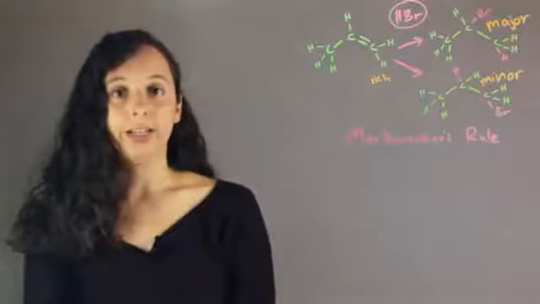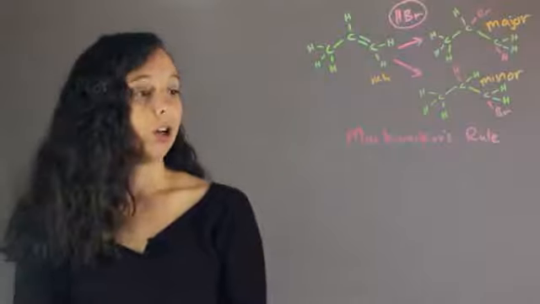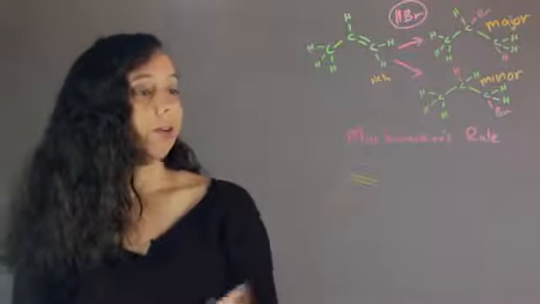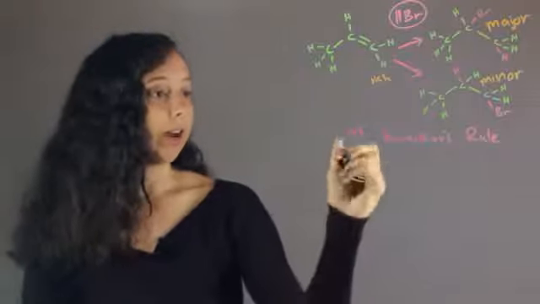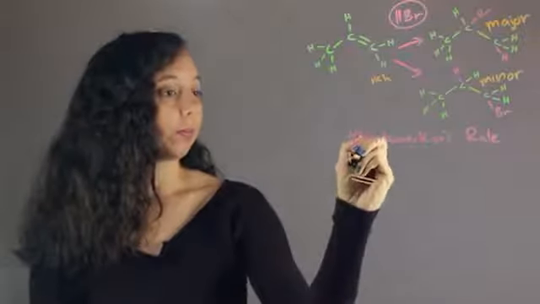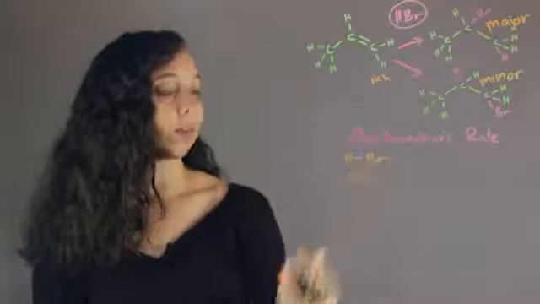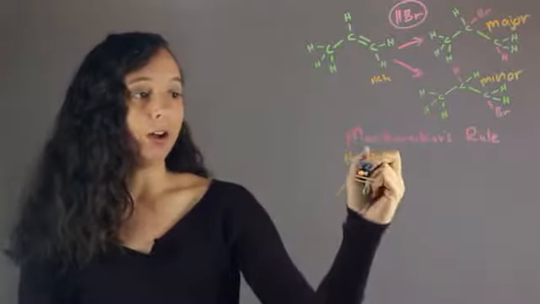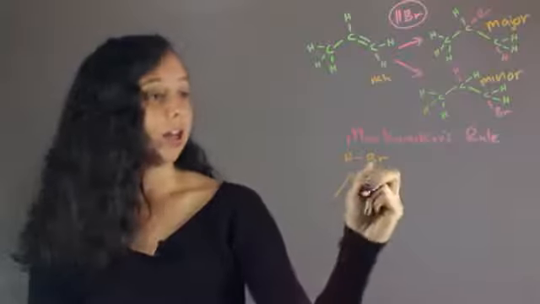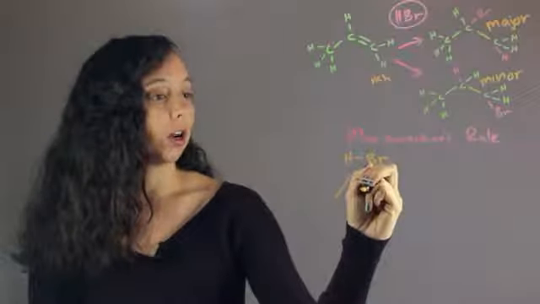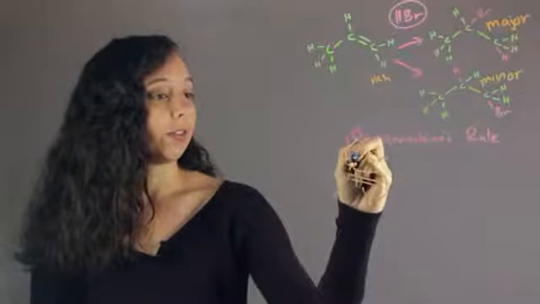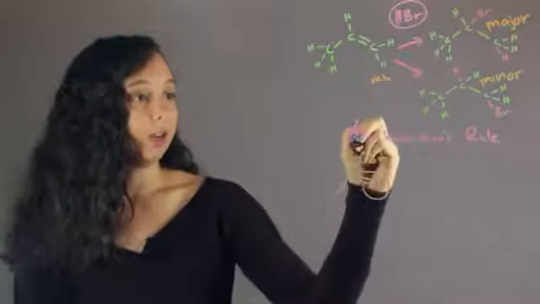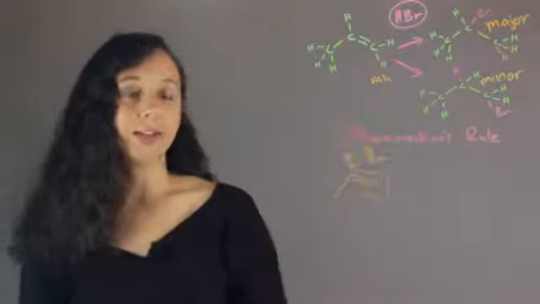So let's answer why this actually happens. Well, if we redraw our reaction in stick form, we have our alkene here and we have our HBr here. What happens first is that the alkene is a nucleophile and attaches itself to that hydrogen. So the first mechanism arrow we're going to draw is our alkene picking up the hydrogen and the bromine breaking off and going by itself.